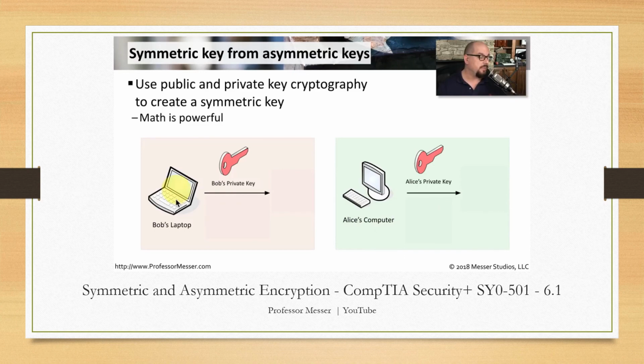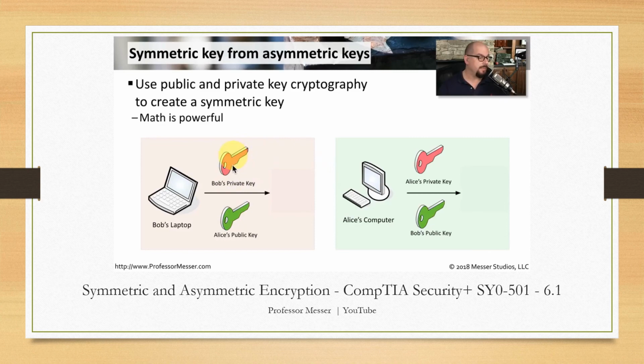We know, for example, that Bob has his private key and nobody else has access to Bob's private key except Bob. And Alice has her private key, and of course, no one has access to that private key but Alice. Bob will combine his private key with Alice's public key, which is of course available to everyone, and Alice will combine her private key with Bob's public key, which of course is available to everyone as well.